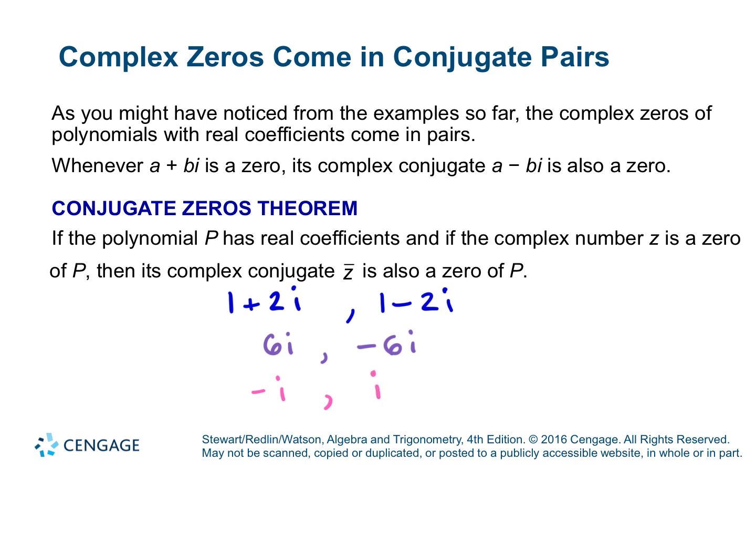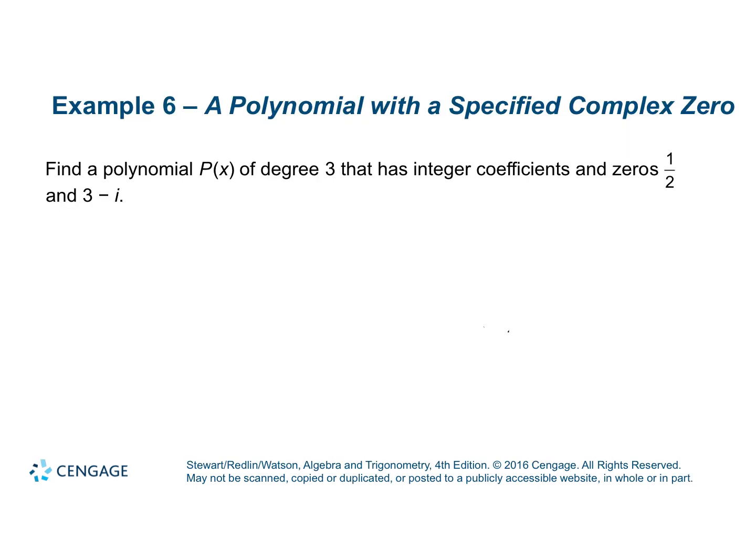So complex zeros occur in conjugate pairs. It might only tell you that one of these is a zero, but its conjugate is also going to be a zero as well. So example 6 tells us that we have a polynomial of degree 3, so it's going to be an x to the third power. We have zeros of 1/2 and 3 minus i. Well, if I have a complex zero, I know that its conjugate is also a zero. What's the conjugate of 3 minus i? 3 plus i. Does it only work with i's? Yeah, only with i's you need the conjugate pair.